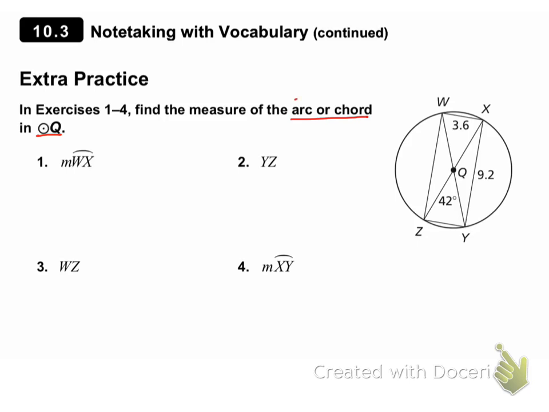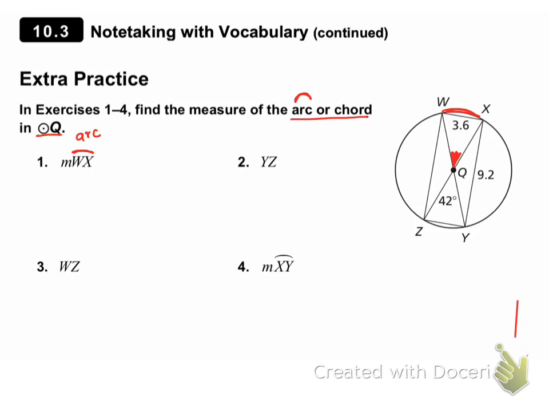An arc will have this symbol on top of the name, and for a chord there would be nothing. So the very first one is the measure of arc WX. We see this symbol on top, so this is about an arc, and we have to find the arc measurement. As we know from our previous section, the measure of an arc is always the angle inscribed at the center. Whatever the angle is here, that's the measurement of this arc.